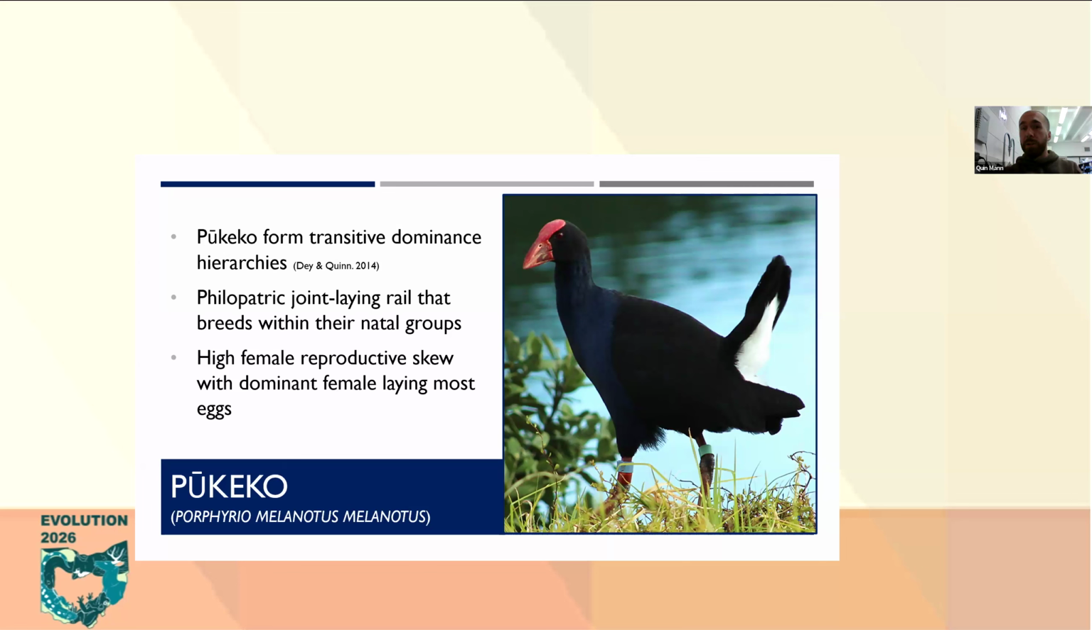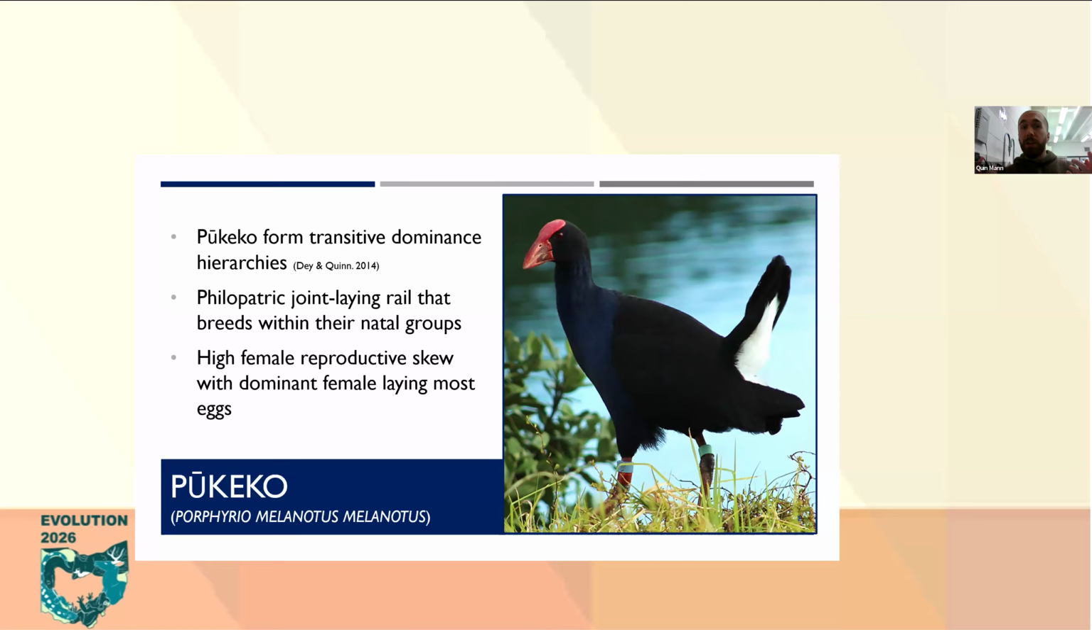One, they typically form very stable groups, and within these groups, they form very transitive dominance hierarchies. These groups are also very philopatric. So once an egg is laid into their group, the bird usually stays with their group their entire life after hatching.